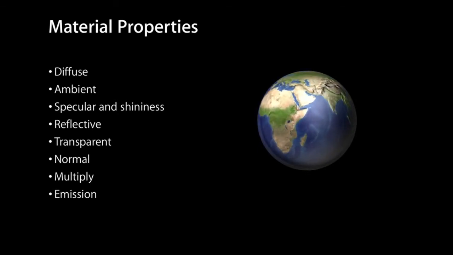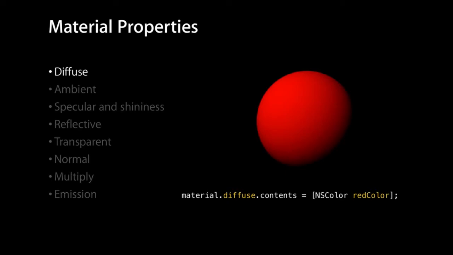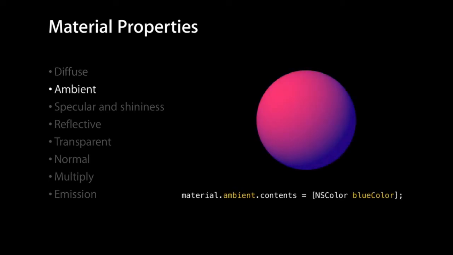So for instance, the diffuse here can be considered as the base color of your material. More precisely, it's the color that the material will reflect when it is hit by lights. It can be an image like here, or it can be a simple color if you set an NSColor or CGColorRef. Then the ambient is the color that the material reflects when it is hit by ambient light only. It can be again an image or a color.